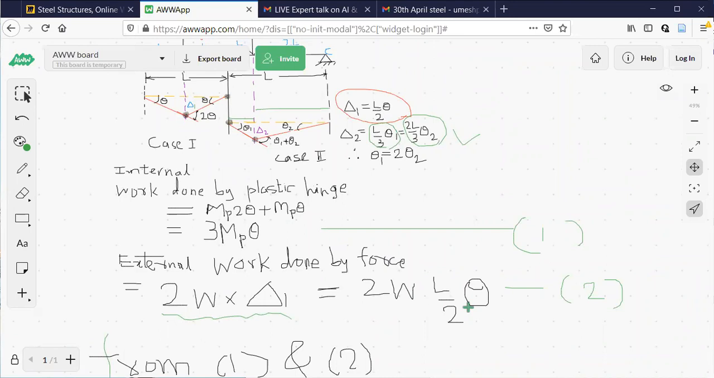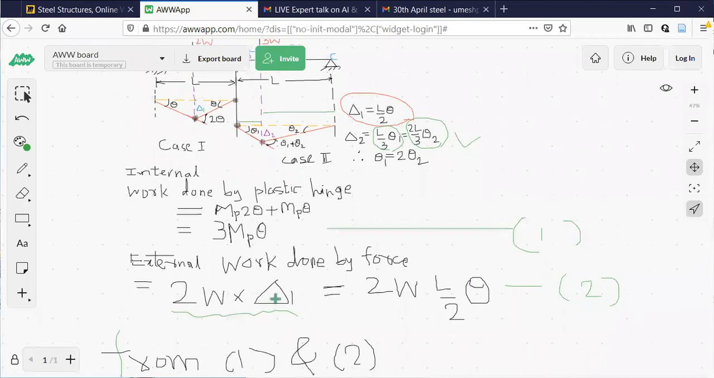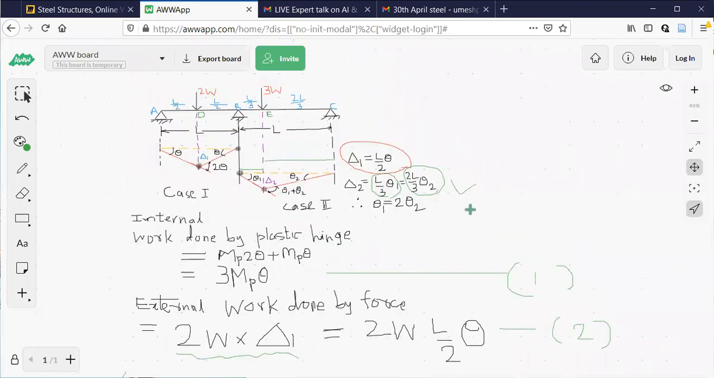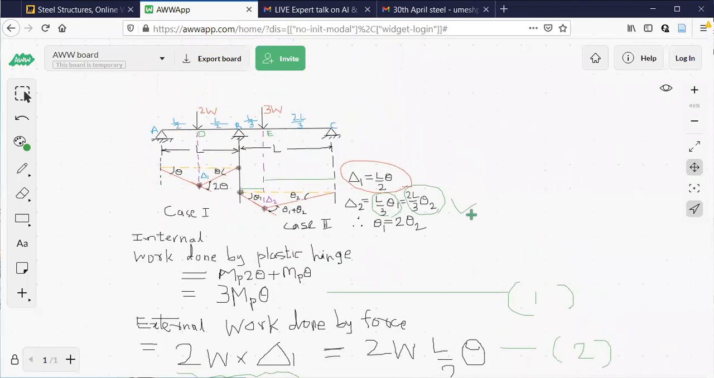So external work done by the force is WL theta actually. 2 gets cancelled here. WL theta. Equation number 1 or 2, whatever you can call it. So this is one external work done. Work done by the plastic hinge. It is moment into rotation.